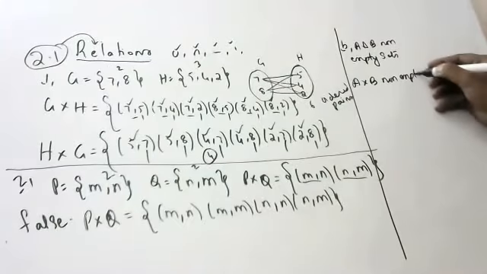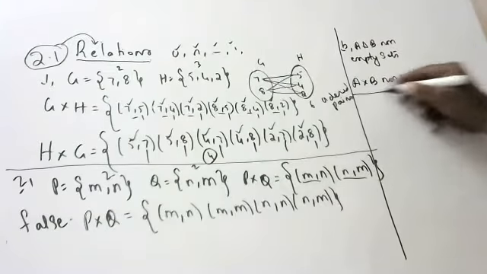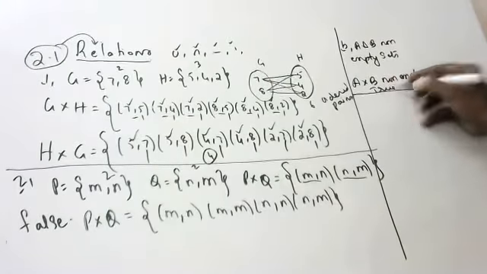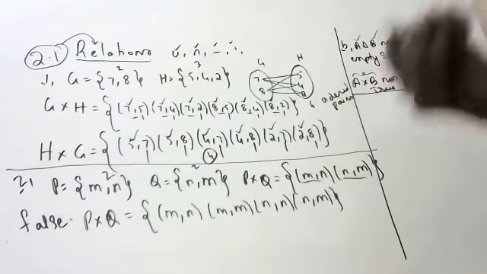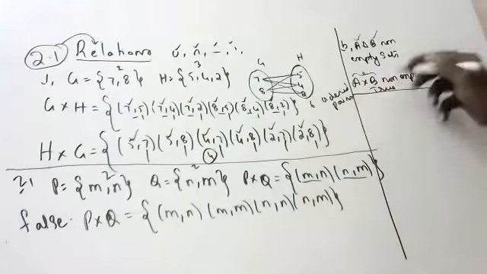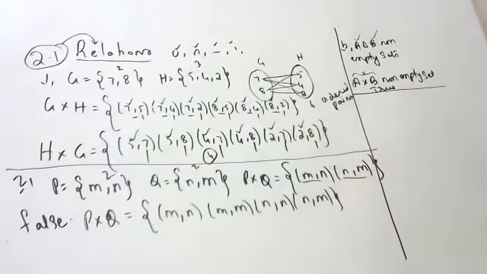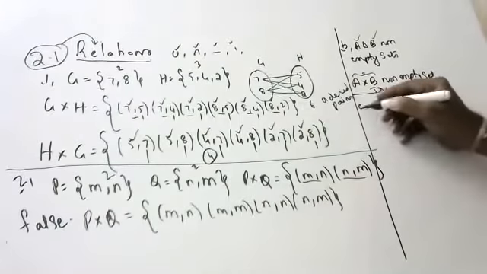Is it correct, children? Yes, sir. True. Yes, it is true. Children, this set also has some elements, and this one also has some elements, so definitely A cross B will also have some elements. Non-empty set means some elements are there, some ordered pairs are there. So it is true, children.